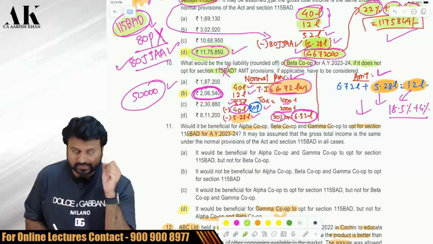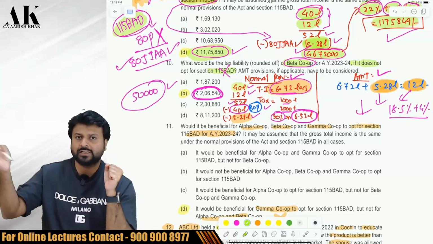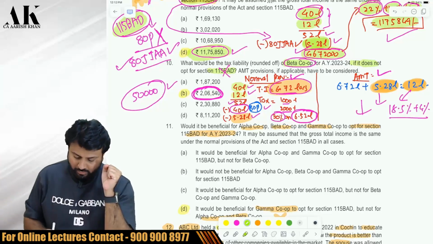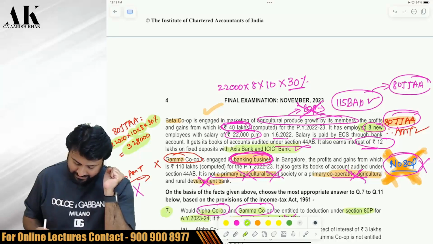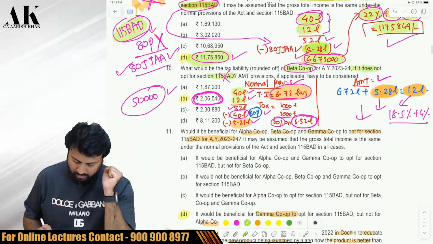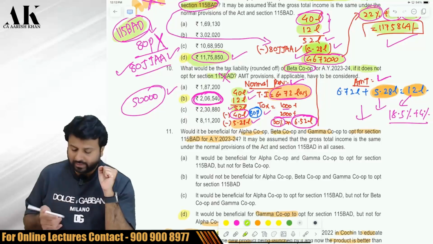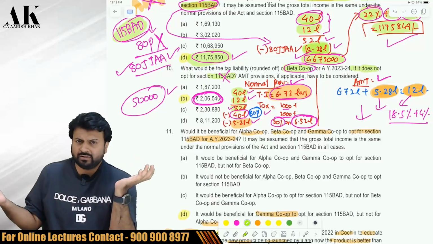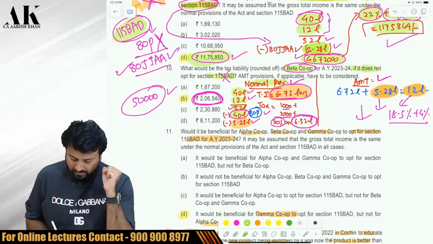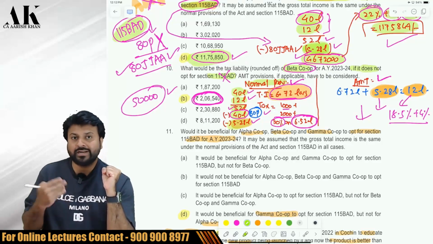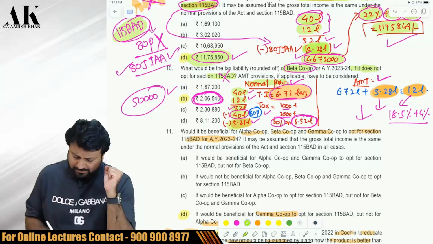So what will be the normal provision tax for Beta? See, 40 lakhs is the income from that agriculture produce grown by its members. 12 lakhs is from bank interest, Axis Bank and other banks, ICICI Bank. So total 52 lakhs. Now, if Beta is not following 115 BAD, it is following normal provision, it will get 40 lakh rupees ATP deduction. It will also get 5,28,000 80 JJAA. In normal provision, everything is allowed, right? Therefore, the total income will come to 6,72,000.